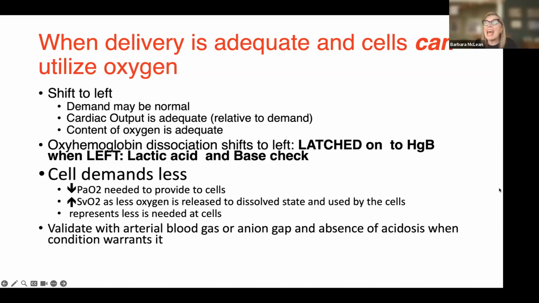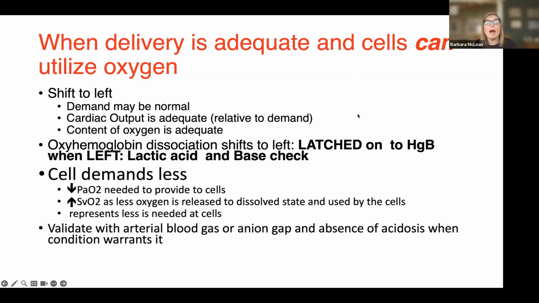Now, if cells can use oxygen and the delivery is adequate, you may get a shift to the left, meaning you might be 70%, 75%, 78%, 80%. Don't ever see that number as being good without evaluating whether or not the patient has lactic acidosis or a base deficit, because this can fool you. You could have a patient who really needs that oxygen, but you've used so much vasopressor that they're shunting from the artery to the vein without any blood going through the capillaries, and they're not using oxygen.